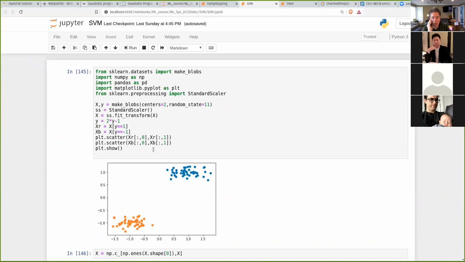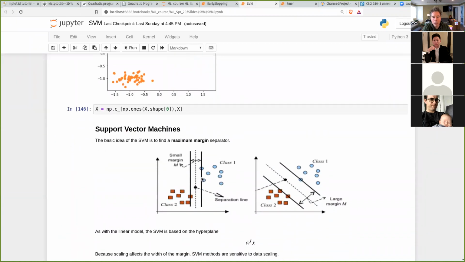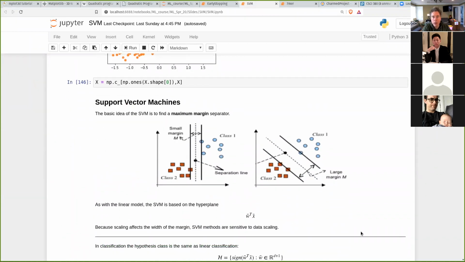So here's just two data blobs that we're going to use to show how the support vector machine works. So one way of understanding what a support vector machine is, it's just a kind of linear classification, except it has regularization built in. You try to find a separating line.